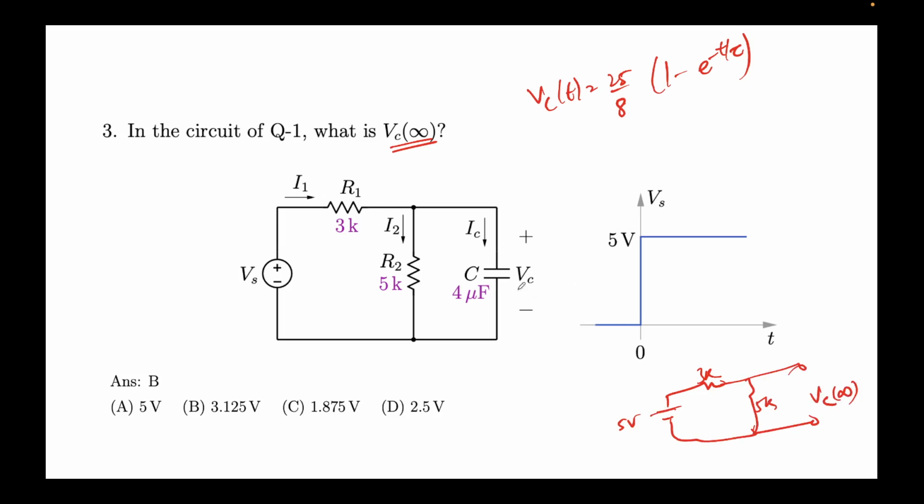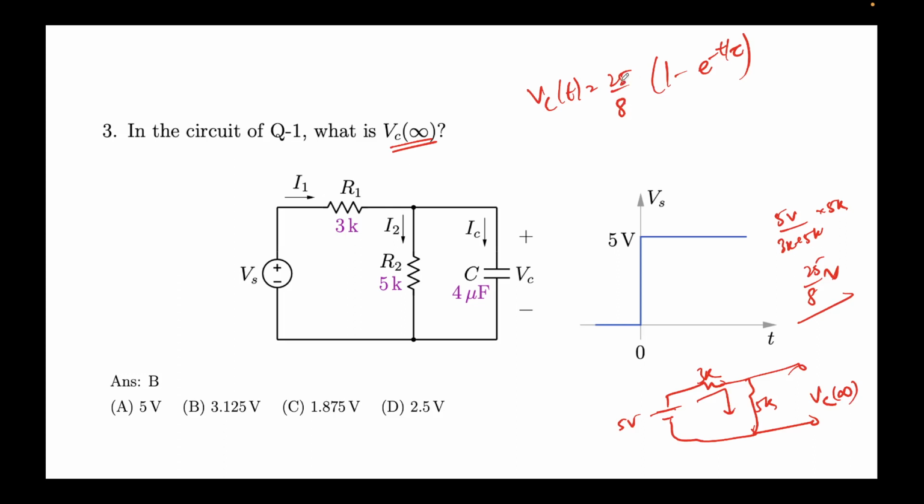At infinity, this will become open circuited. So now you can simply see the current will flow only in this loop, and that's how we got the VC at infinity, that is the voltage across this resistor. We saw that it was coming out to be 5 volts divided by 3k plus 5k times 5k. This is 25 over 8 volts, and that was the coefficient that we saw over here.